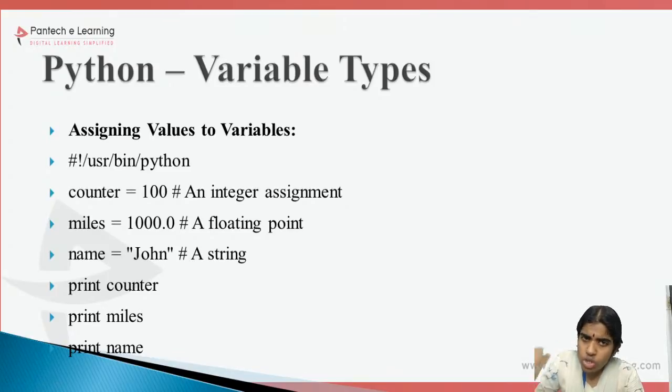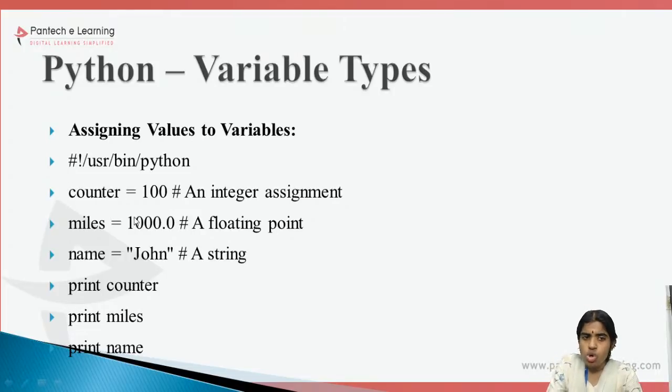First I need to look at the problem, what type of problem I have in hand, and accordingly choose the different types of variables. If I want to store integer values, that is whole number values, I have to go for integer data type. Say for example, counter equal to 100. It stores a whole number value, so it comes under integer data type.